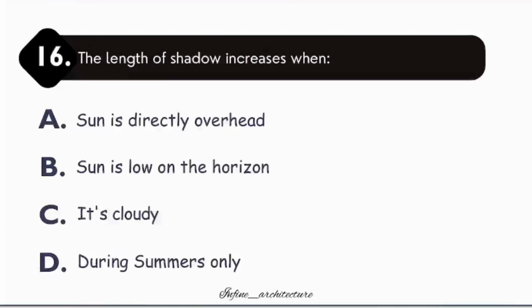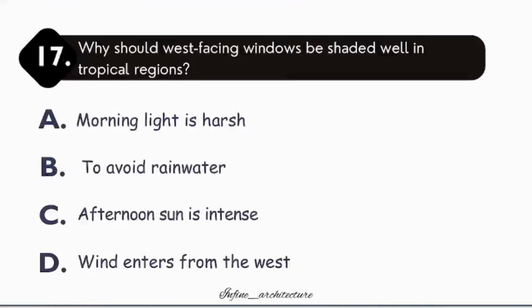Next question. The length of shadow increases when, the options are A, sun is directly overhead, option B, sun is low on the horizon, option C, it's cloudy, option D, during summers only. So the right answer should be option number B, sun is low on the horizon. Next question, question number 17.